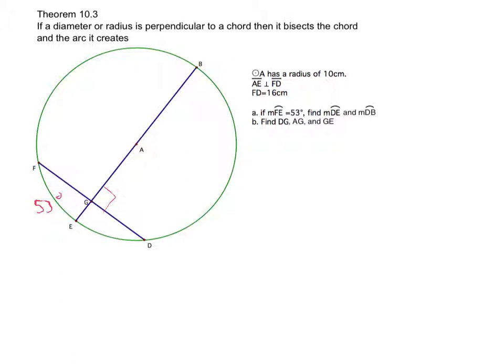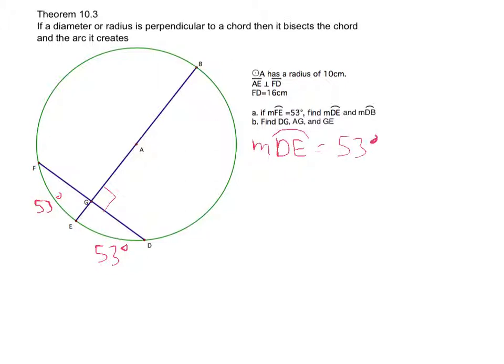Well, my theorem just told me that as long as the diameter is perpendicular to the chord, then this arc, the whole arc FD, has been bisected. So if this part FE is 53, well, then the other part, ED, is also 53 degrees. And DE and ED are, of course, the same thing. So the measure of DE, that arc with the curve on top, is equal to 53 degrees.